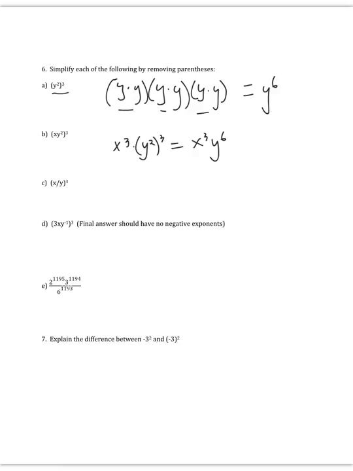Next one we have is x over y cubed is the same as x cubed over y cubed. We could also think of it as x cubed times y to the negative third.